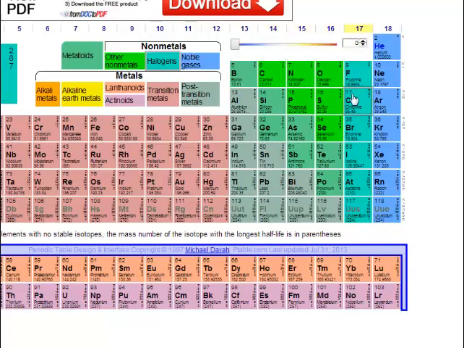So nitrogen, oxygen, fluorine, chlorine, bromine, iodine. Start at nitrogen, the most abundant atom in the atmosphere, or element, and then you turn at fluorine and go down. And those are the diatoms, with one other exception, and that's hydrogen up in the upper left-hand corner, H. Those are all the diatoms.